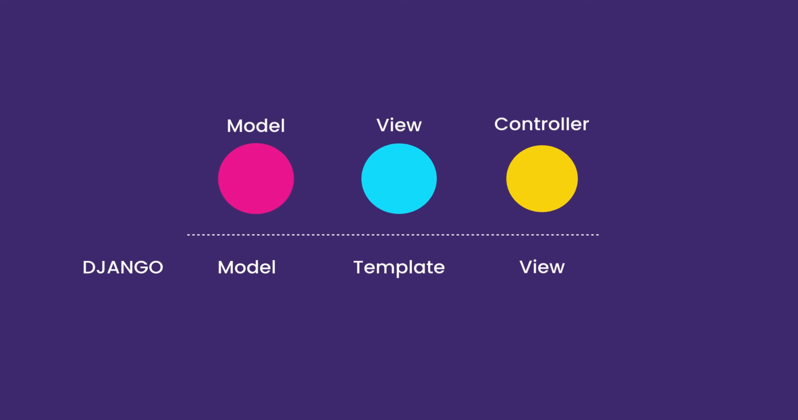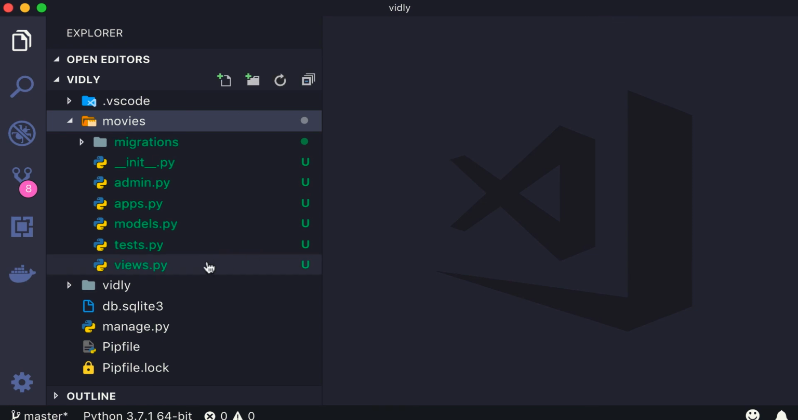Now, if you're familiar with MVC architectural pattern, here in Django, we have a variation of this pattern called MVT, or Model View Template. The views in Django are like controllers in MVC. If you're not familiar with this concept, don't worry, let's move on. So, views.py is the module where we define our view functions. And that's what I'm going to show you next.